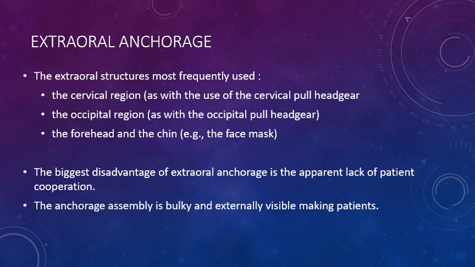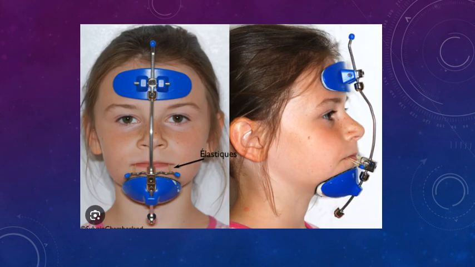There are several structures which can provide anchorage extraorally. For example, cervical region and the occipital region for headgears, forehead and chin for the face mask. But we have a biggest disadvantage of using these extraoral appliances because the patient cooperation is not under our control. Here in the picture, it shows a face mask is given to protect the maxilla.